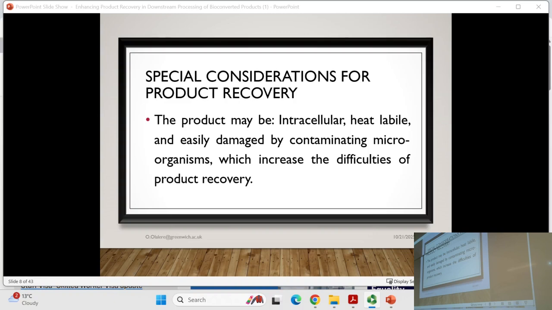Once you get your product out, the type of separation process you will use will determine the nature of that product. Imagine you want to do this and you are using a distillation process, or maybe an evaporation process that involves heat. It will degrade all the components. And products are easily damaged by contamination from microorganisms, which increases the difficulty of product recovery. So those are the things you need to take into consideration. So for your design project, you need to tell me the different product recovery methods you want to use.